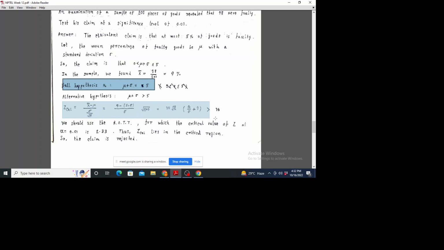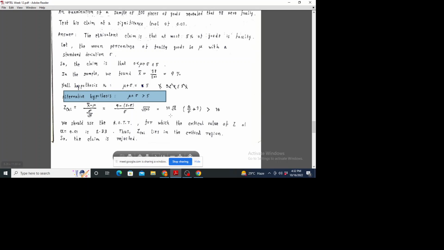Now test whether this null hypothesis can be accepted at the given significance level. Calculate this ZCal, and you will find that ZCal is greater than 14. The alternative statement is a right inequality, mu plus sigma is greater than something, so we use the right one-tailed test. For the right one-tailed test at significance level alpha equal to 0.01, the critical value is 2.33.